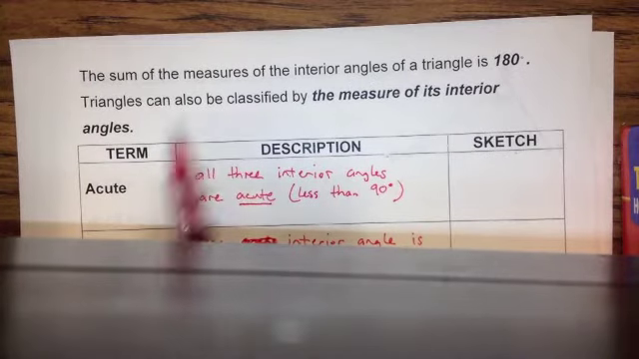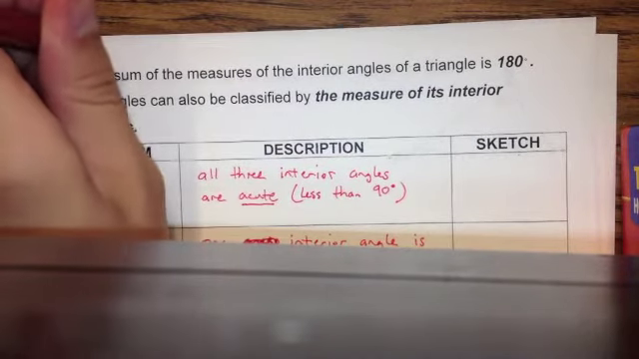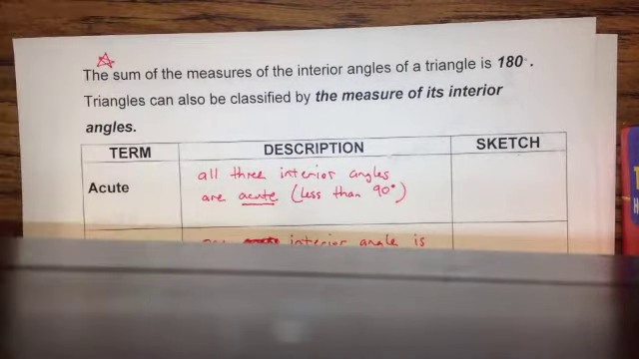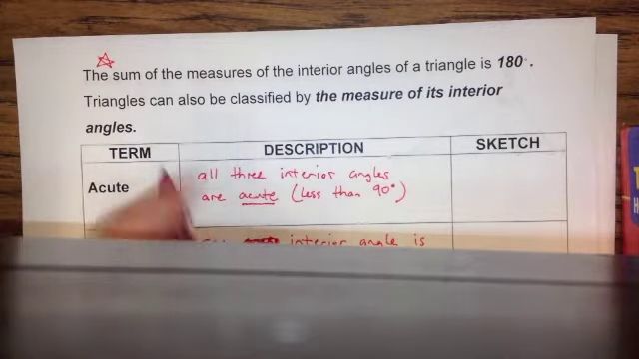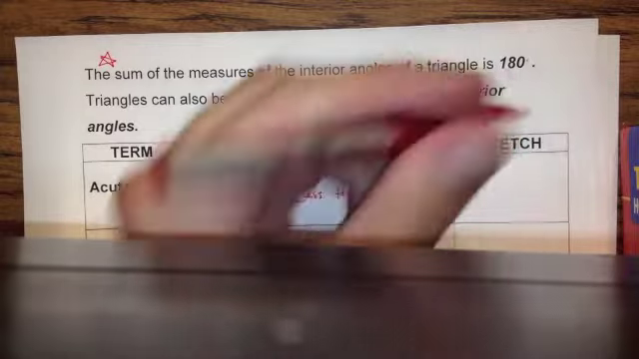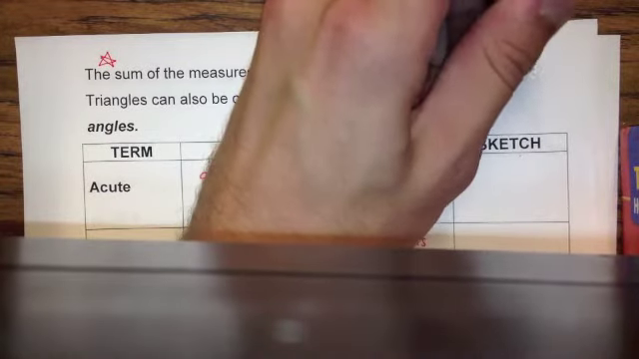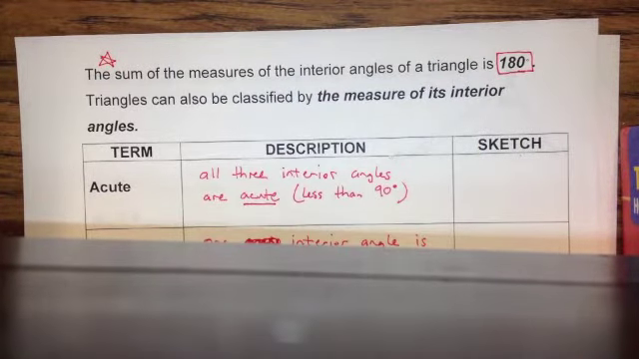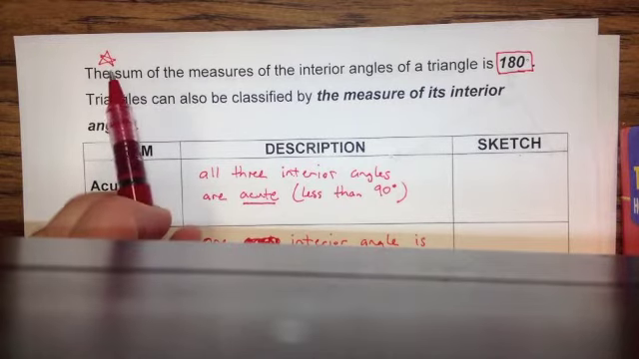Okay guys, get ready for the biggest thing on this notes. Star this sentence right here. The sum of the measures of the interior angles of a triangle is 180. Box in that number 180. Remember this sentence. It's the most important thing in these notes.